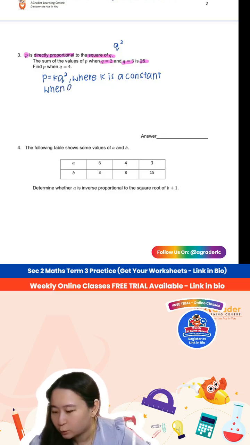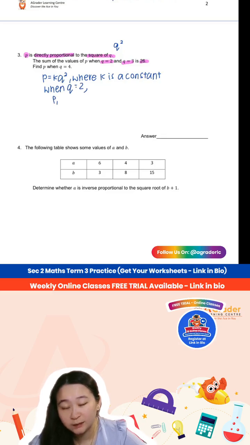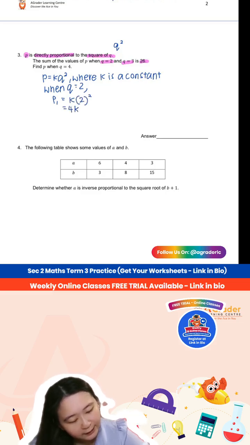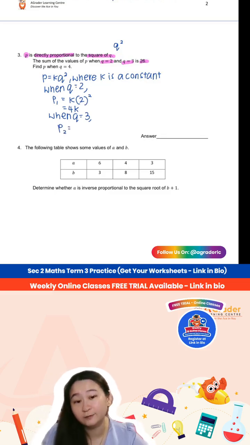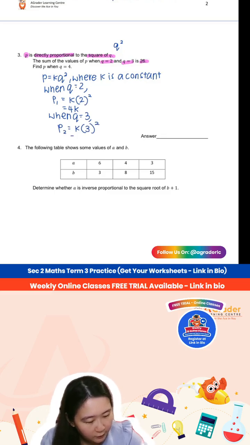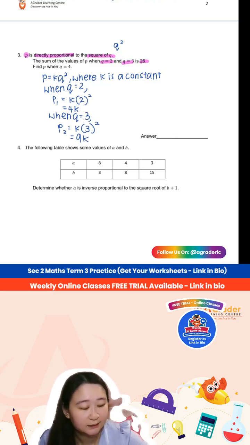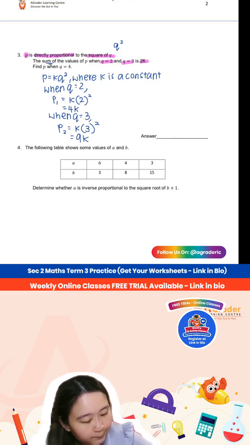So when Q equals 2, we write P1, the first value of P, would be K times 2 squared, so it's 4K. Then when Q equals 3, the second value of P will be K times 3 squared. We have 9K. So the total of 9K plus 4K will give us 26, because they say the sum.